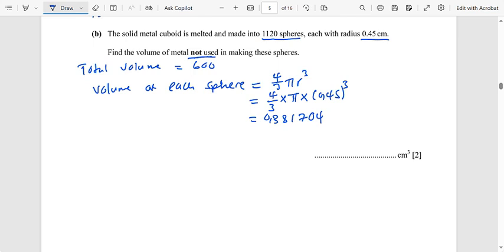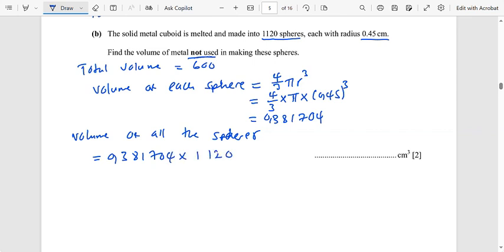So volume, which is the volume of all the spheres. So volume of all the spheres that we have made so far is equal to 0.381704, then multiply by the total number of the spheres made, which is 1120.